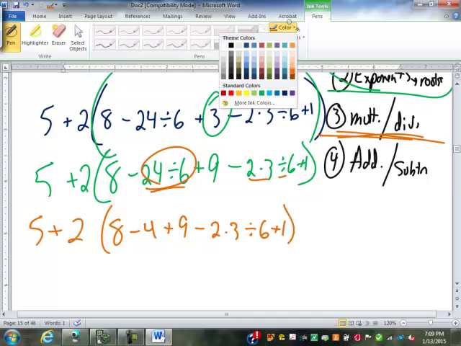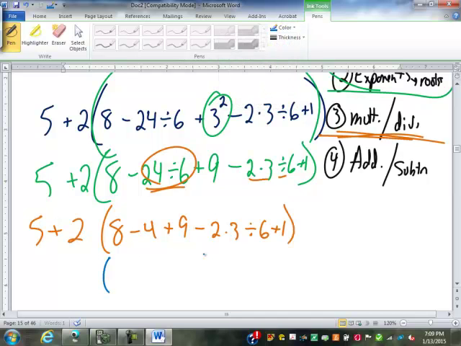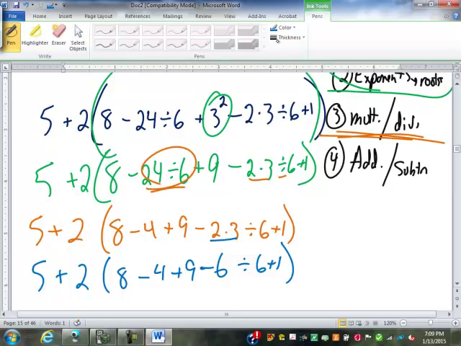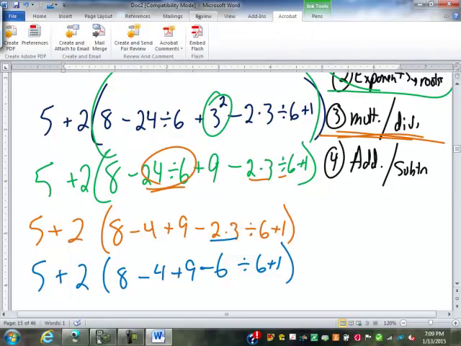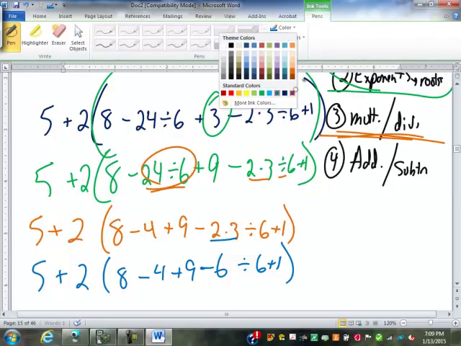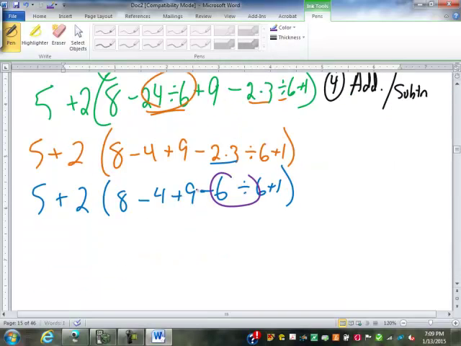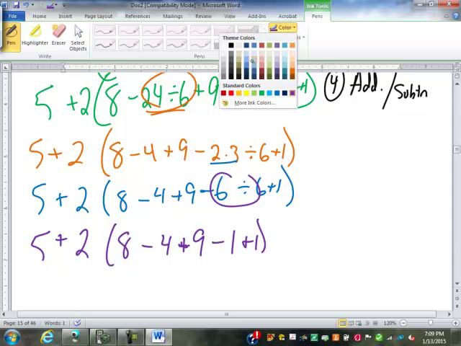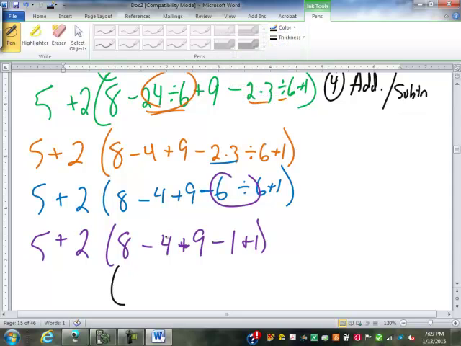A lot of writing in these problems. Next, we're going to do the 2 times 3, which is 6. Nothing else changes. And then 6 divided by 6, which is 1. And then we're done with multiplication and division.